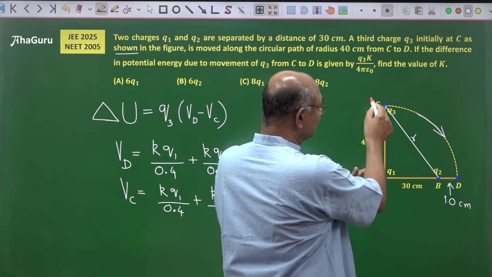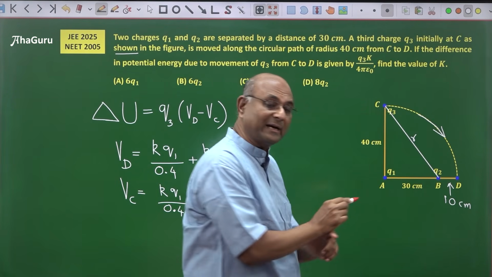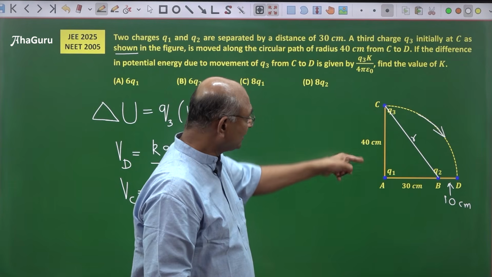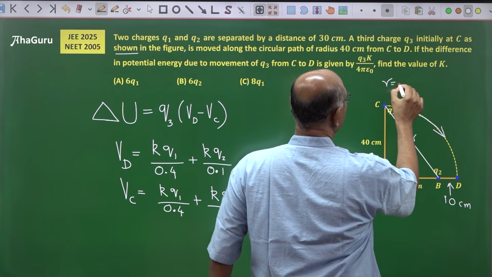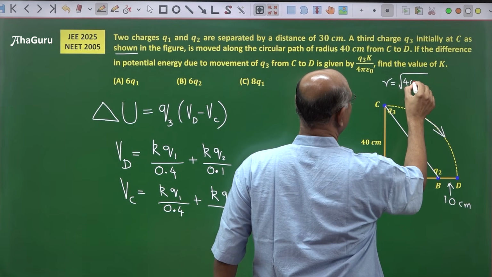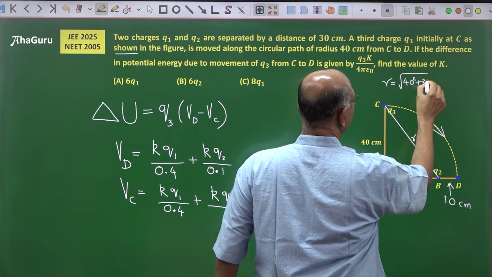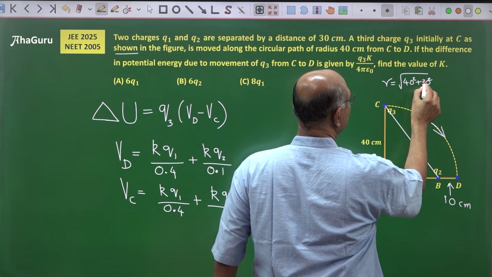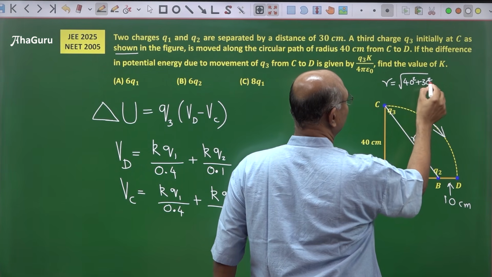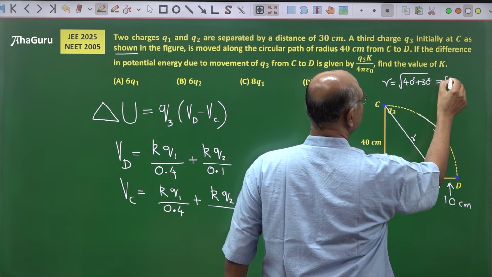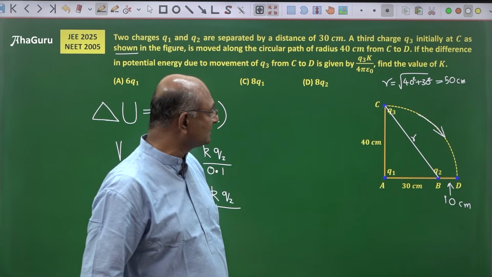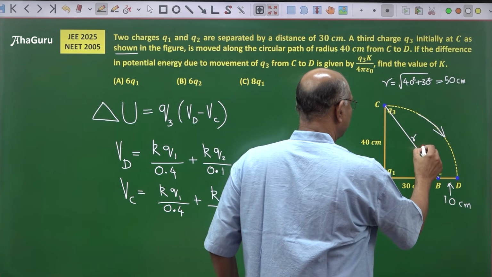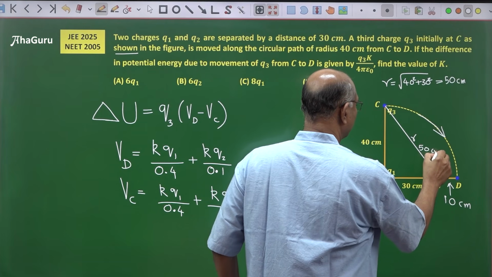So then we can use Pythagoras theorem. What will be the distance R? Root of 40 square plus 30 square, which is how much? 1600 plus 900, 2500, root of that will be 50. So this will be 50 centimeters. 50 centimeters is 0.5 meters. So R is 50 centimeters.